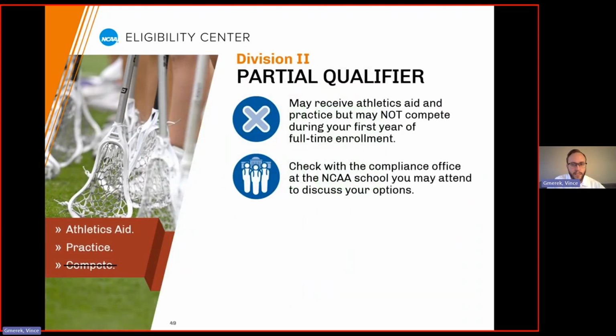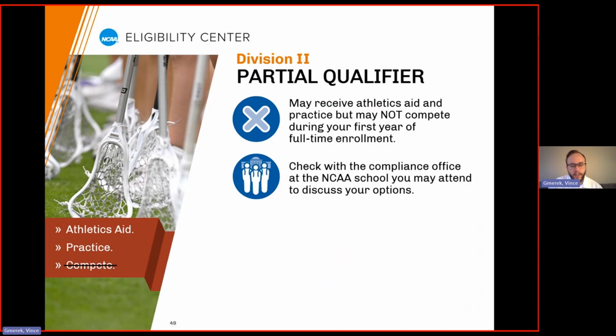So Division II does not have non-qualifier decisions. Division II has partial qualifier decisions instead of non-qualifiers. Division II partial qualifier decisions are effectively identical to Division I academic redshirt decisions. Division II partial qualifiers are eligible for athletics aid and practice in their first year at their Division II school, but they are not eligible for competition.